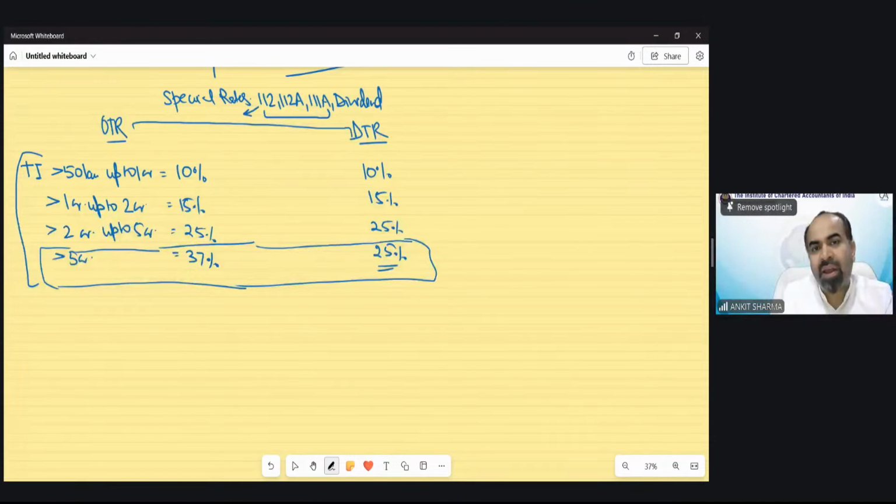Long-term capital gain on equity share is specified, and short-term capital gain on specified equity shares. So what are these gains? How do we need to calculate them? What are these incomes, etc.? That is going to be discussed in the relevant chapters. Do not bother about it.